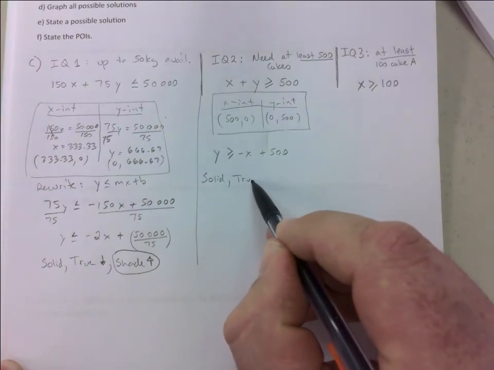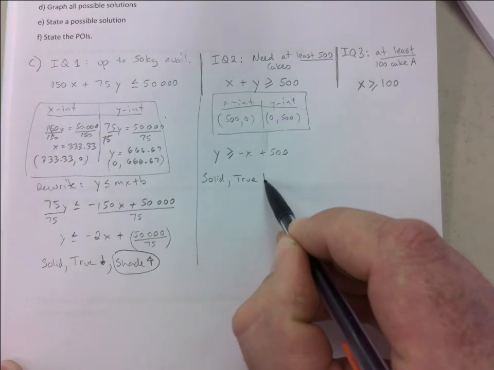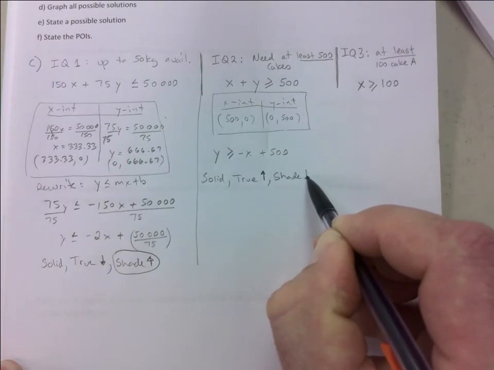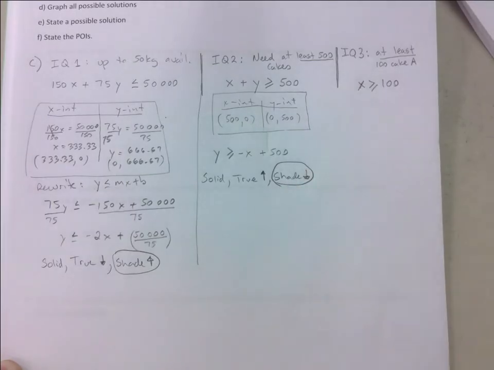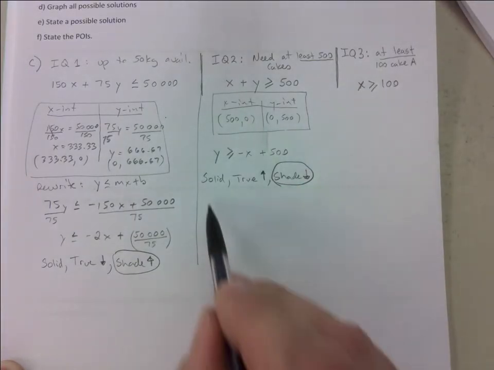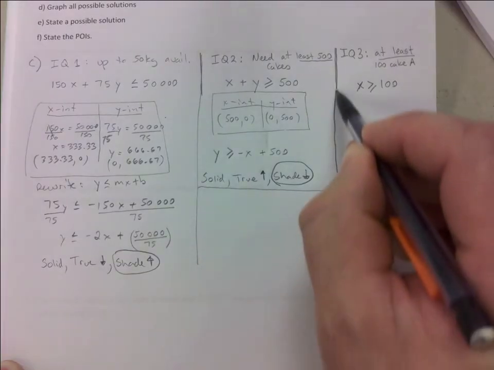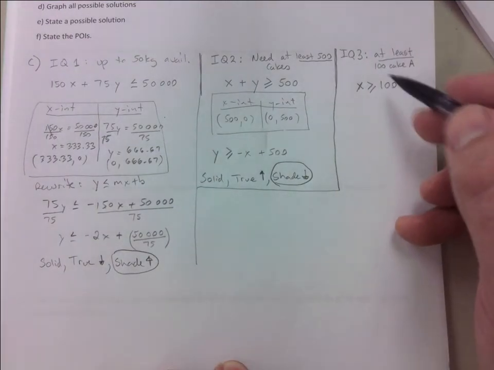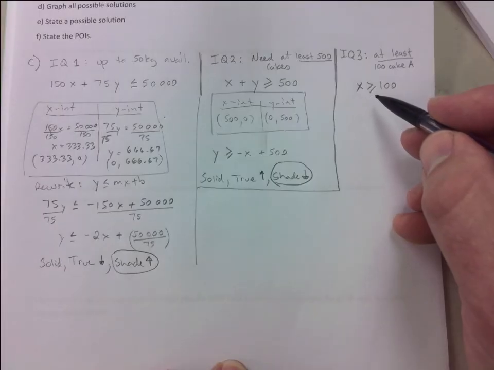The true region, because it's greater than, the true region is above, we're going to shade below. I'm going to cut this here, kind of clean up my work. Okay. What about this one? What kind of a line is this?